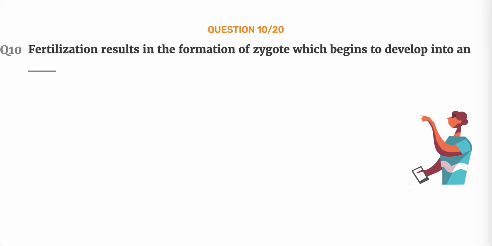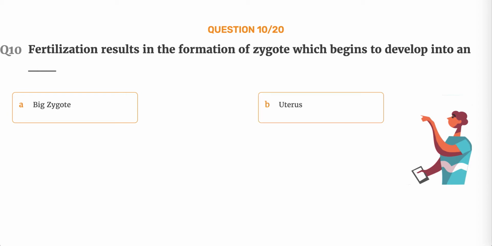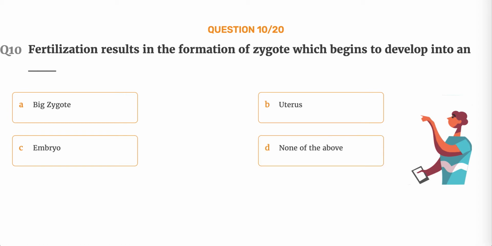Question number 10. Fertilization results in the formation of zygote which begins to develop into an underscore. Option A, big zygote. Option B, uterus. Option C, embryo. Option D, none of the above.